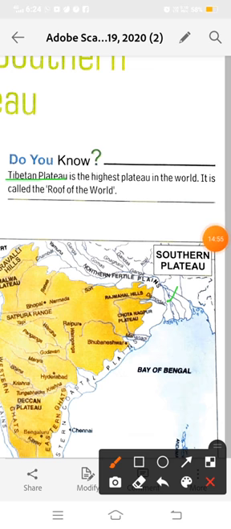Okay. So everyone, you are clear about the Southern Plateau and its location, and also about the Tibetan Plateau. I hope you enjoyed this class and you are clear about all the points which we completed today.